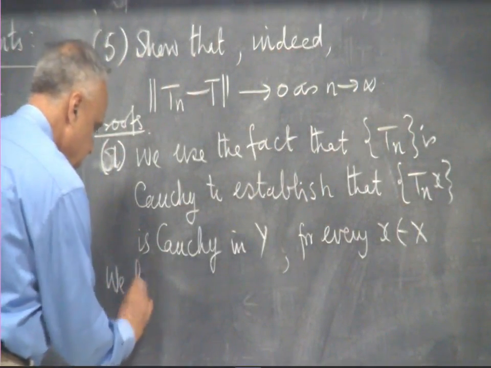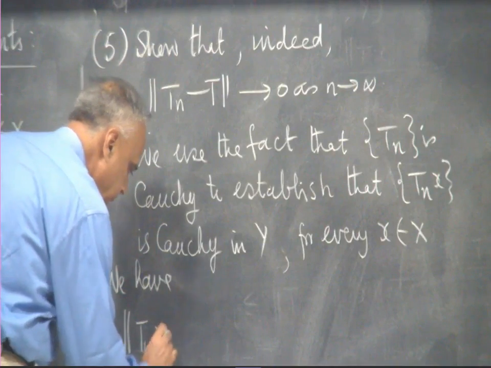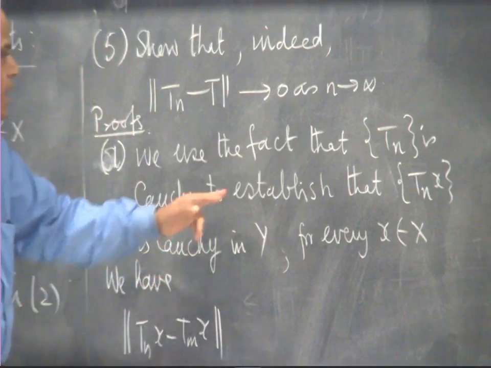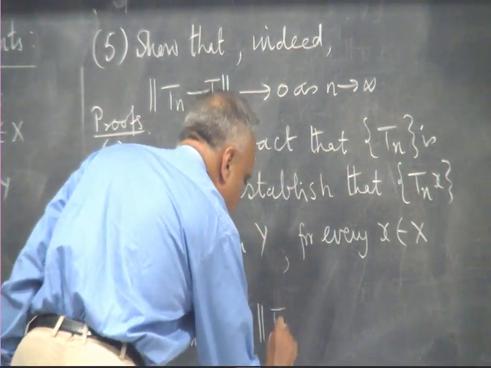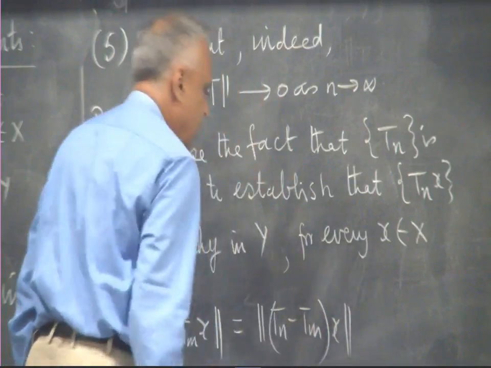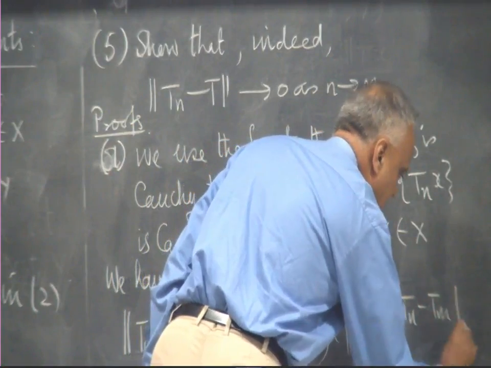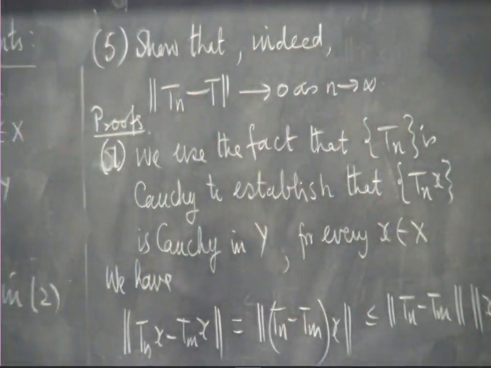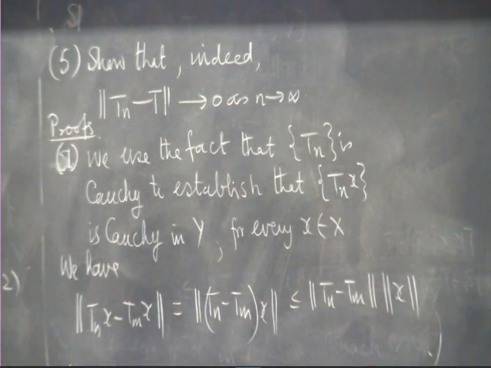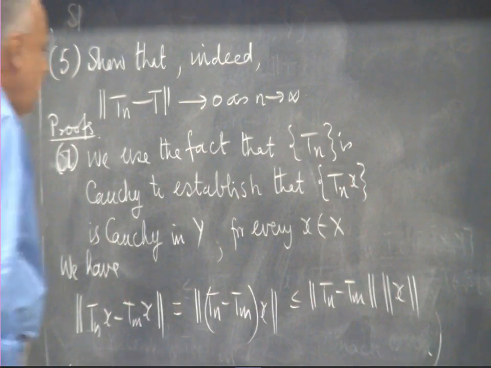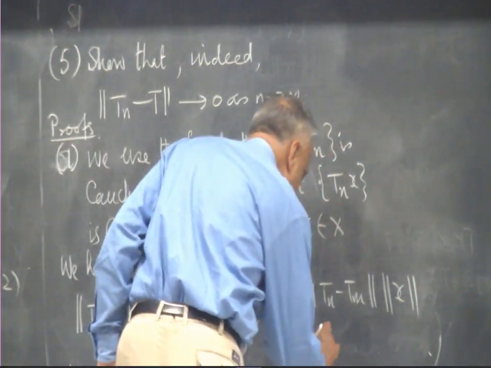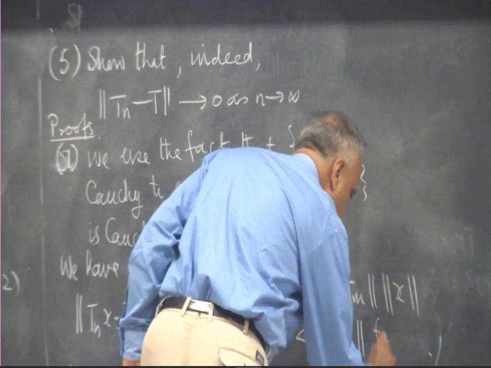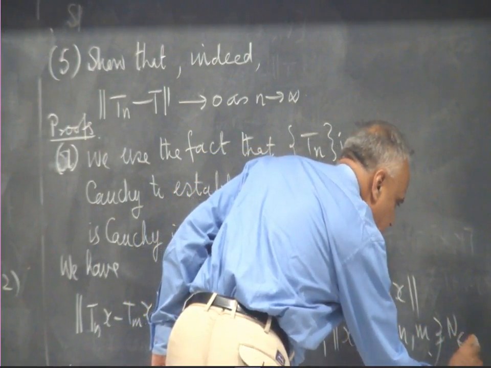So we have norm Tnx minus Tmx. If you want to show that Tnx is Cauchy, all we have to show is that Tnx minus Tmx can be made small for sufficiently large n and m. Now this is equal to norm of (Tn minus Tm) times x, which is less than or equal to norm Tn minus Tm times norm x. That is because Tn and Tm are bounded, and therefore the difference of two bounded linear transformations is a bounded linear transformation, and therefore that is true. Now this can be made small. This is our first fundamental thing. So this is less than epsilon 1 times norm x for n and m greater than or equal to n epsilon 1.